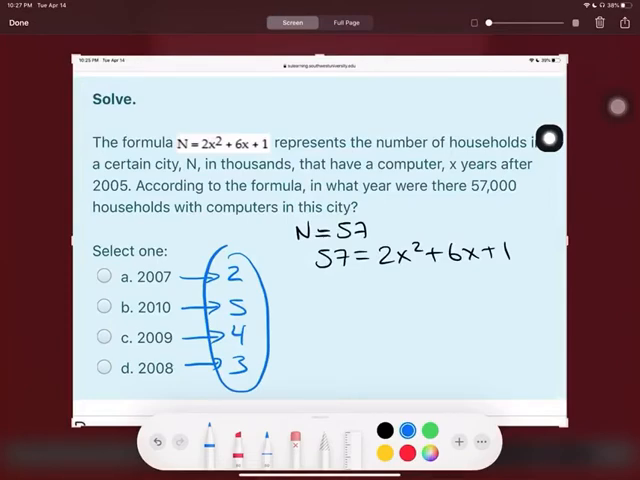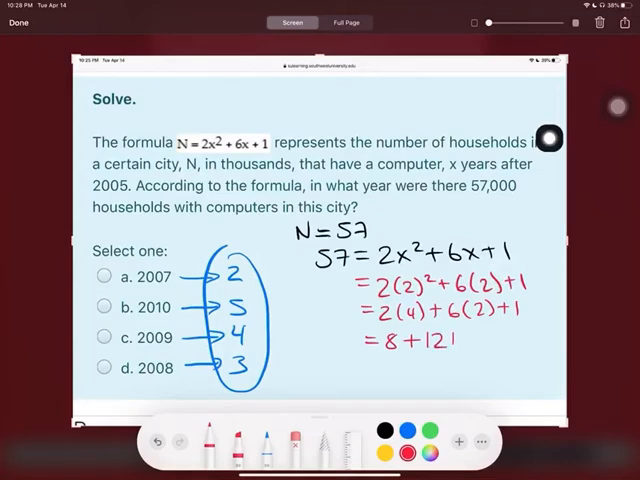Okay, so I'm going to start by substituting the 2. That's going to be 2 squared plus 6 times 2 plus 1. I'm going to do the exponents first. So 2 to the power of 2, that's 4. And then I'm going to do the multiplications. So that's 8 plus 12 plus 1, and this is going to be equal to 21. So this is not 57, right? It means that 2 is not the answer. So the first one, we have to cross it out.